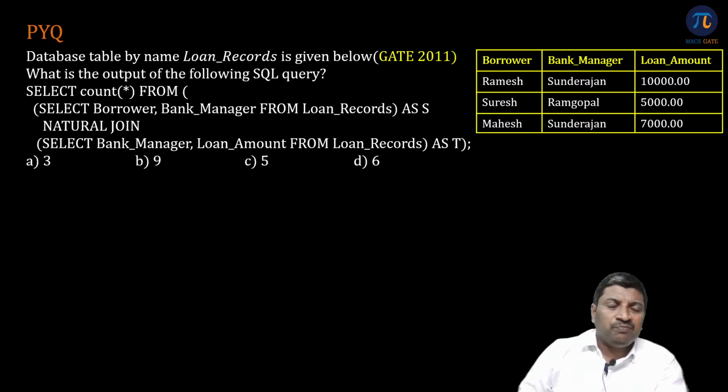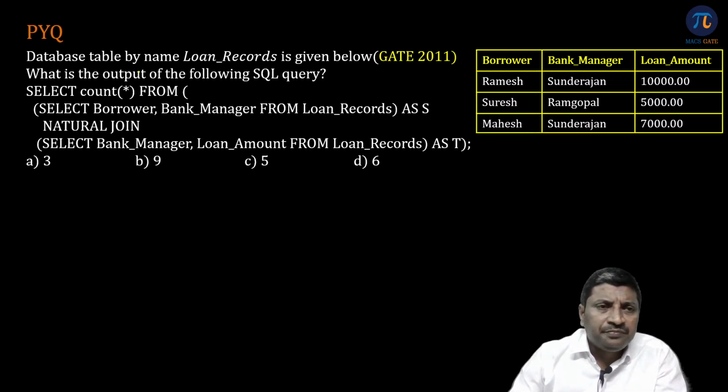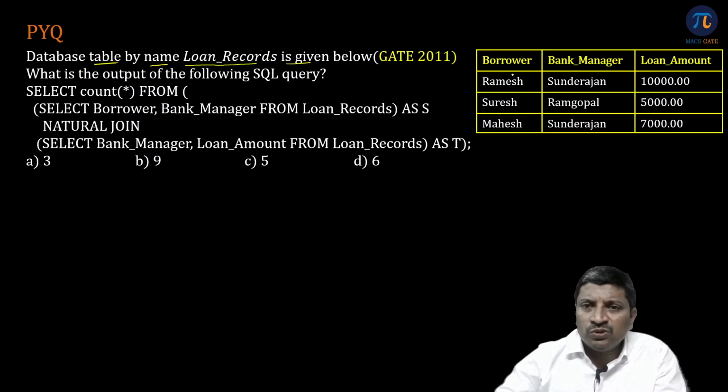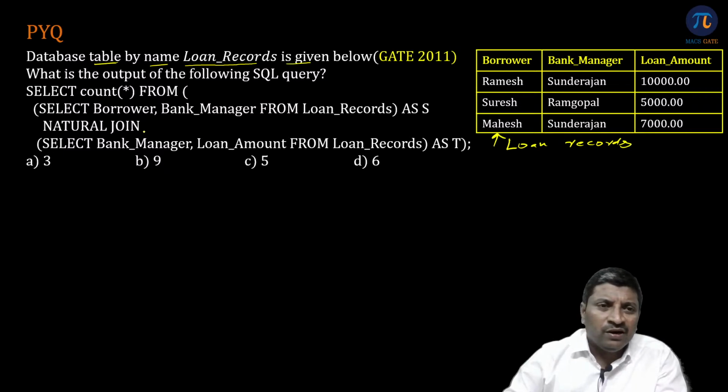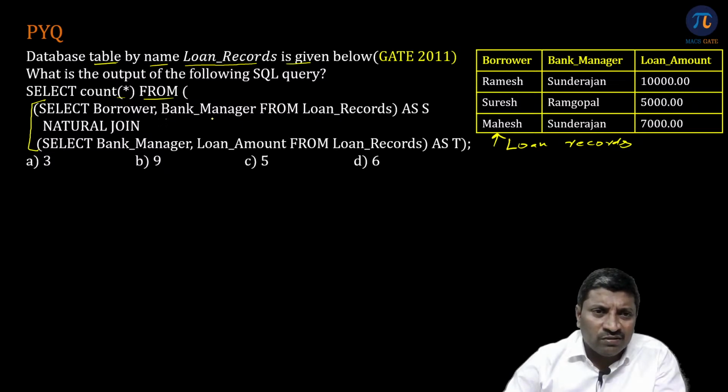So we have one more, sir. A database table by name loan records is given below. So this table name is loan records. Fine. Now look at this. Select count of star from. Now first of all I need this table. What is this, sir? Select borrower, branch manager from loan records.